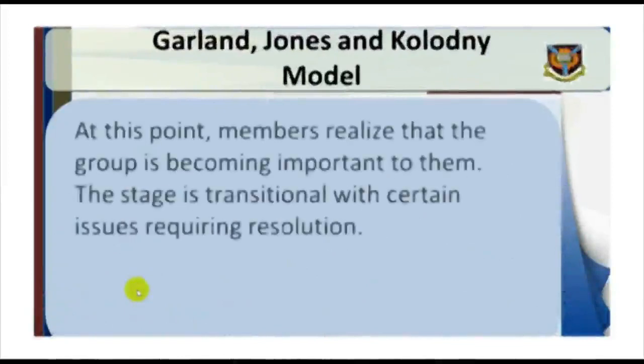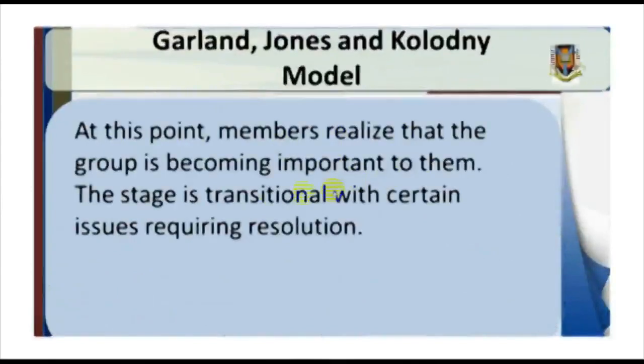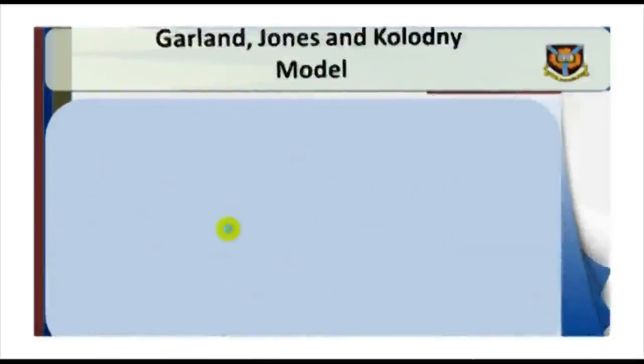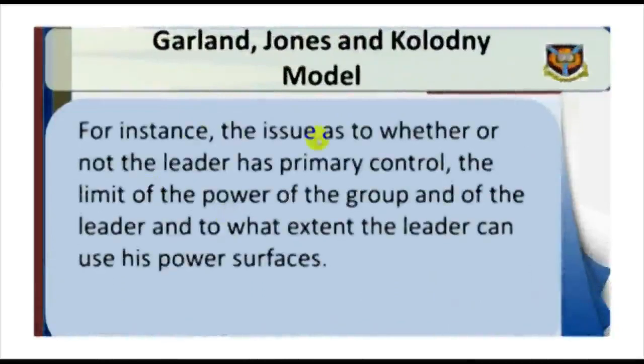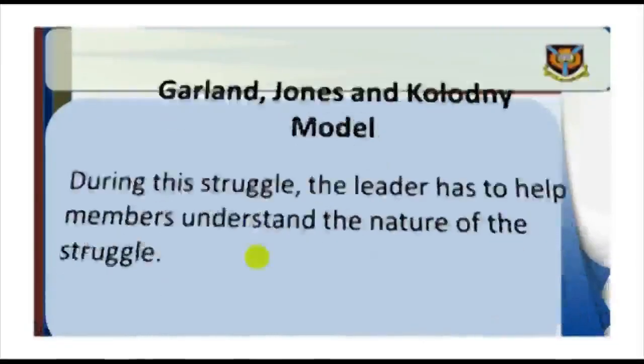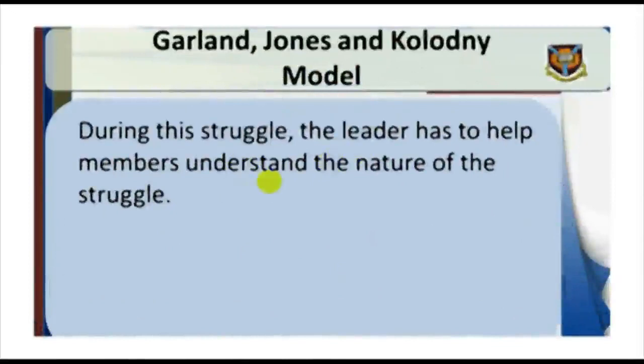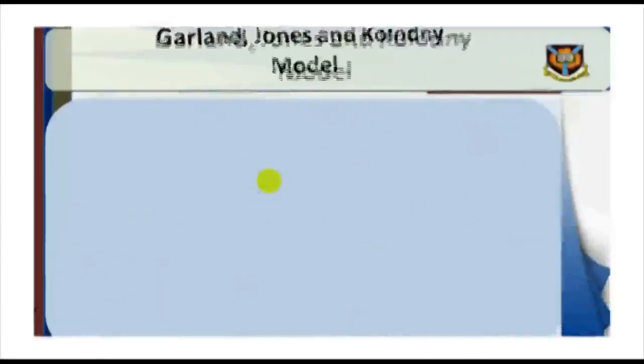At this point, members realize that the group is becoming important to them. The stage is transitional with certain issues requiring resolution. For instance, the issue as to whether or not the leader has primary control, the limit of the power of the group and of the leader, and to what extent the leader can use his power surfaces. During this struggle, the leader has to help members understand the nature of the struggle.